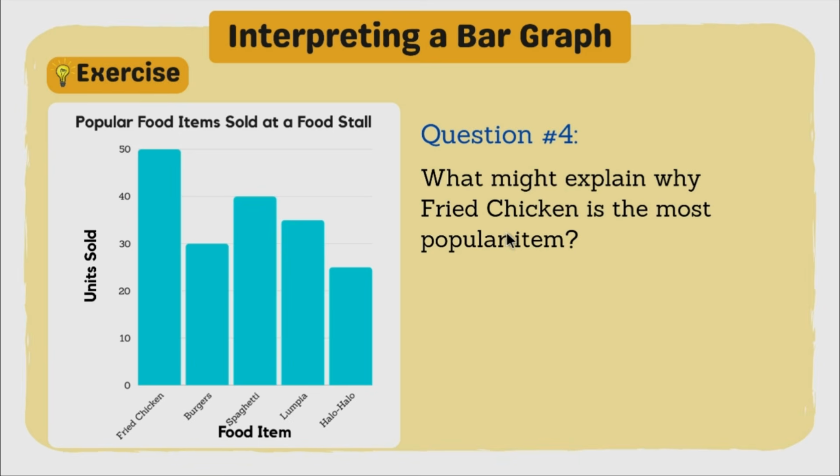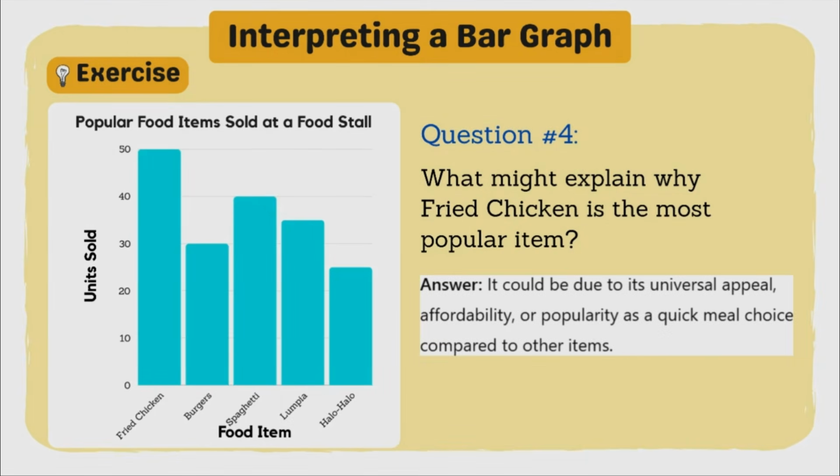Again, this is another type of questions where we need to think critically. Sabi dito, what might explain why fried chicken is the most popular item? No? Kanina nasagot natin ang fried chicken is the highest one with 50 units sold. Okay? Now, bakit kaya yun yung number 1 na nabibenta? One possible answer for this is it could be due to its universal appeal, affordability, or popularity as a quick meal choice compared to other items. Okay? So, yun po yung pwedeng isa sa mga possible na sagot dito, no?